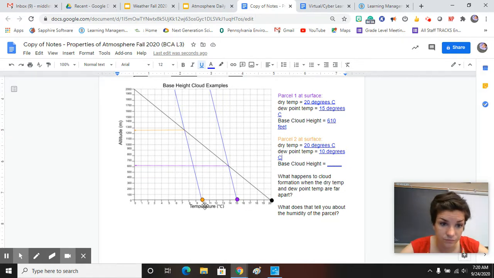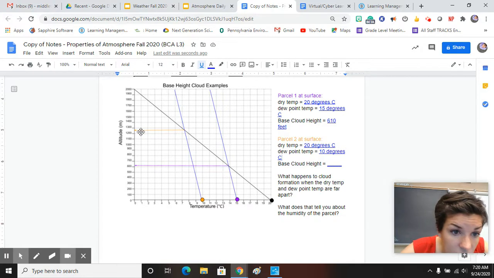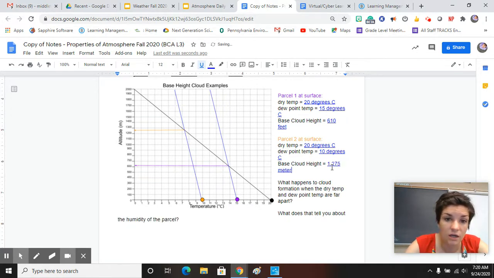All right, and this is only 5 degrees. The dew point is only 5 degrees cooler. So you'd think, that's not that big of a deal. Well, we push them up and you'll see where they cross. Remember, where dew point and temperature meet, where they're the same, that's where you're going to get a cloud. So the base height of the cloud, it looks like, is 1,275. We'll estimate 1,275 meters. I didn't check my units when I wrote this.